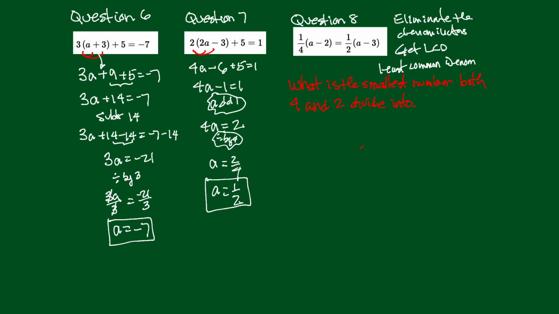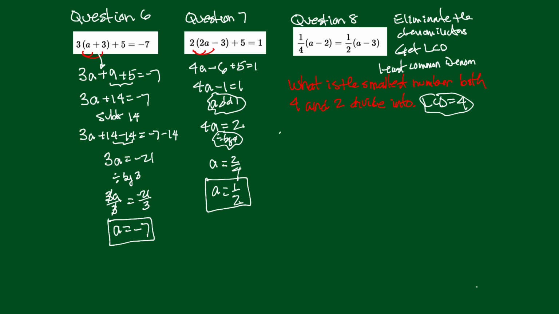So I'm going to claim now that the LCD here is 4. Now just be careful. I'm saying what is the smallest number that both of these divide into, not what is the smallest number that divides into these. So if I had 4 and 2, the smallest number that divides into them is 2. But I don't want that. I want the smallest number that this one and this one will divide into, and that's going to be 4. Then what I do is I multiply both sides of the equation by that LCD. So let's do that. Multiply both sides by 4.